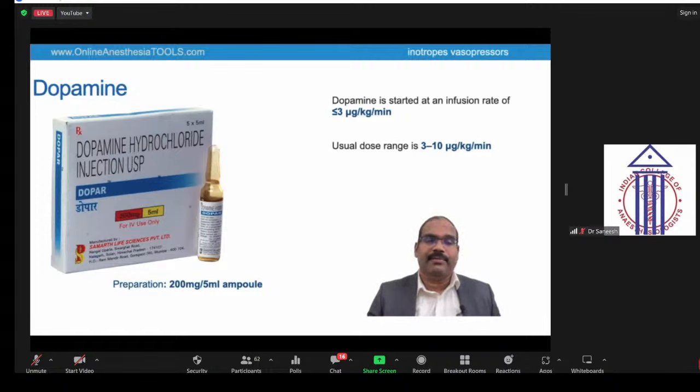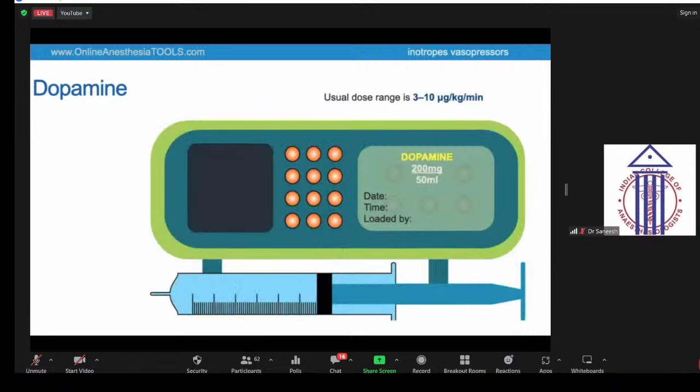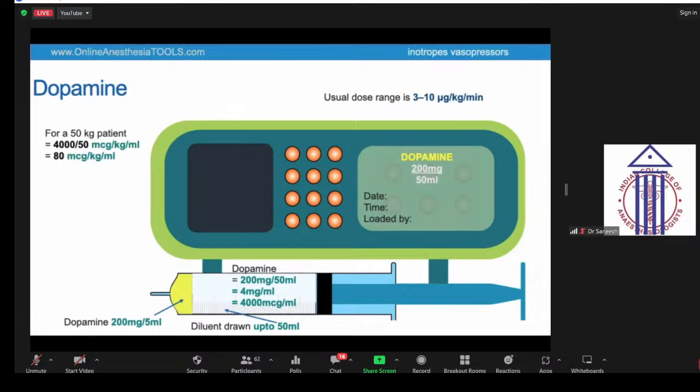If you look at the dopamine ampule available, it's 200 milligrams in a 5 ml ampule. And how to load it? You take one ampule, 200 milligrams, in a 50 ml syringe and with the diluent make up to 50 ml. So now we have 200 milligrams in 50 ml. That means 4 milligrams per ml, that is 4000 micrograms per ml. Similar calculation for a 50 kg patient: 4000 micrograms per ml per 50 kg comes down to 80 micrograms per kg per ml. So if you are running at 1 ml per hour, 1 ml is 80 micrograms per kg per 60 minutes, it comes down to 4 by 3 micrograms per kg per minute. So otherwise, we can put it as dopamine 3 ml per hour gives 4 micrograms per kg per minute.